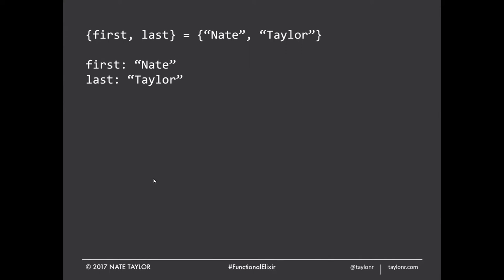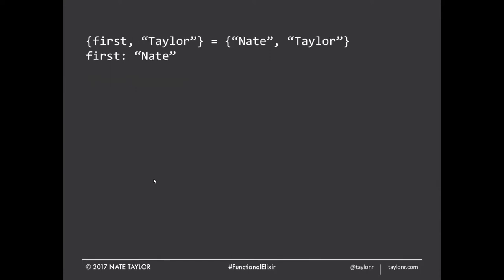If you kept up with the JavaScript community, they started doing destructuring with ES2015, and that's really what this is. We're destructuring my Nate Taylor tuple into two variables, first and last. And that's kind of cool. Like, we can get some use out of that. We can probably imagine some cases in which we could destructure stuff and it would be better for us. But Elixir's pattern matching goes beyond that.